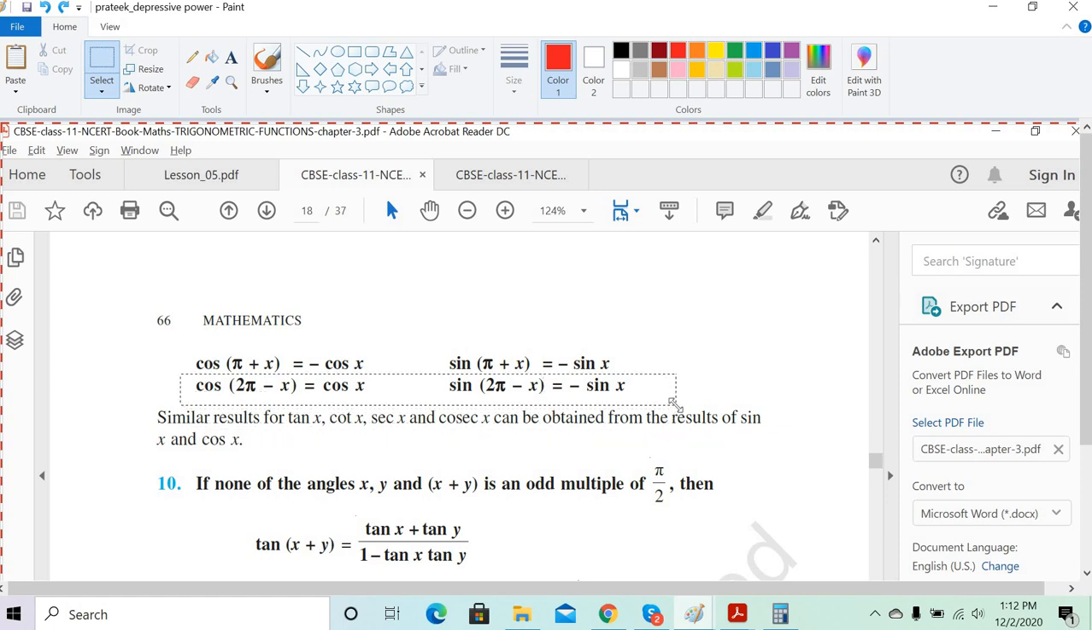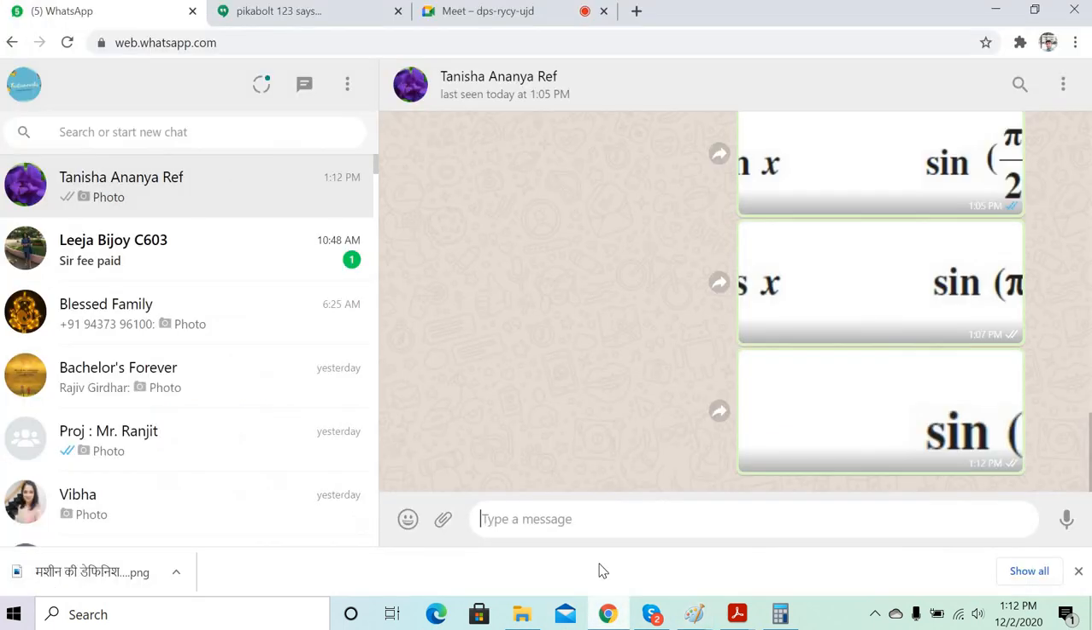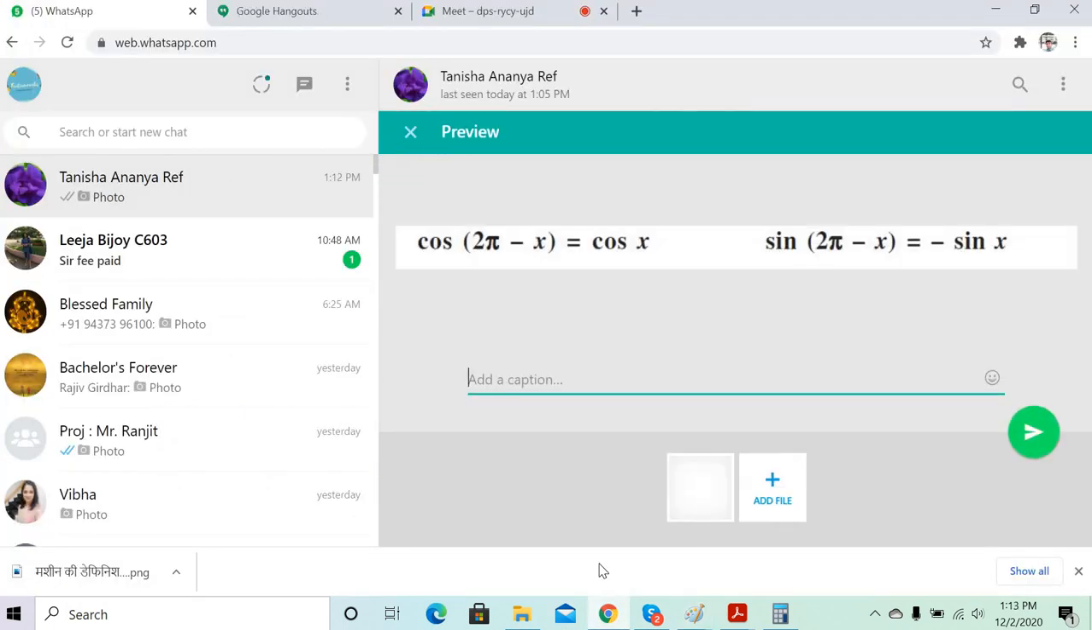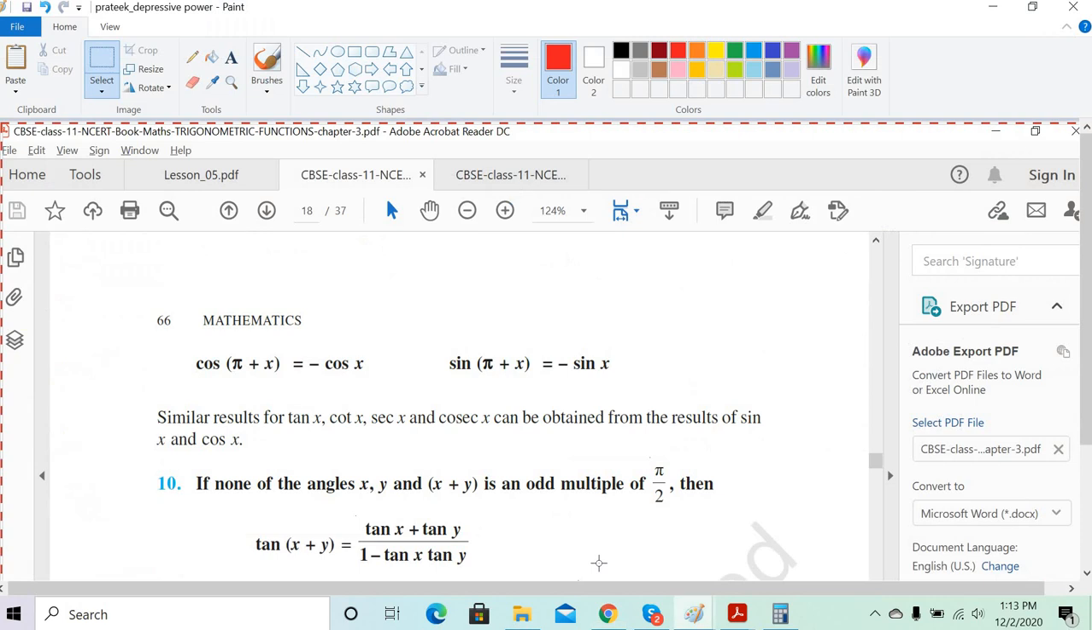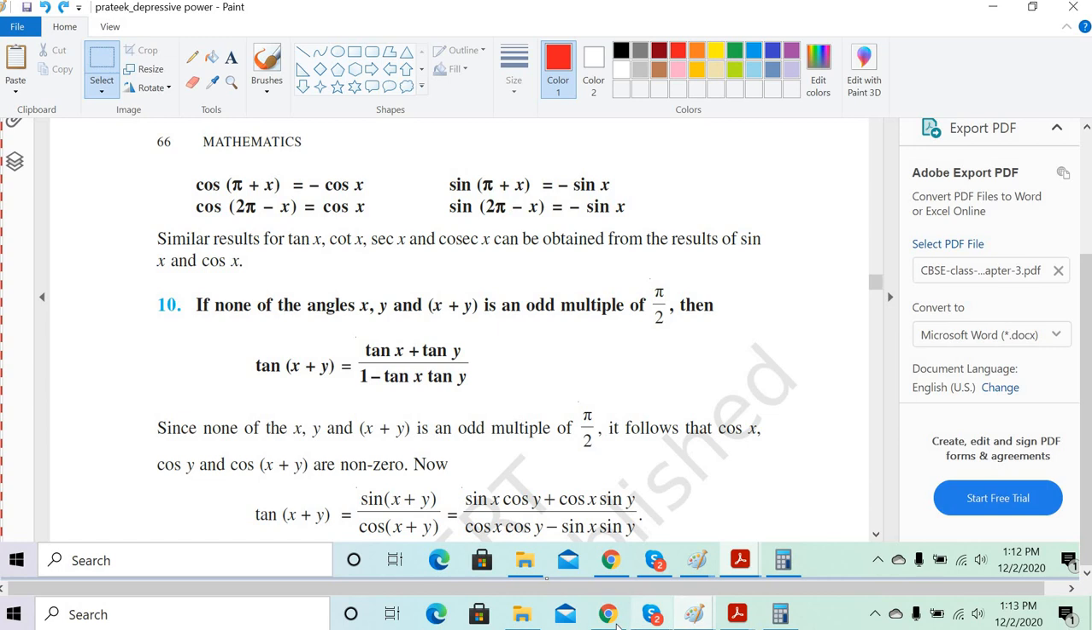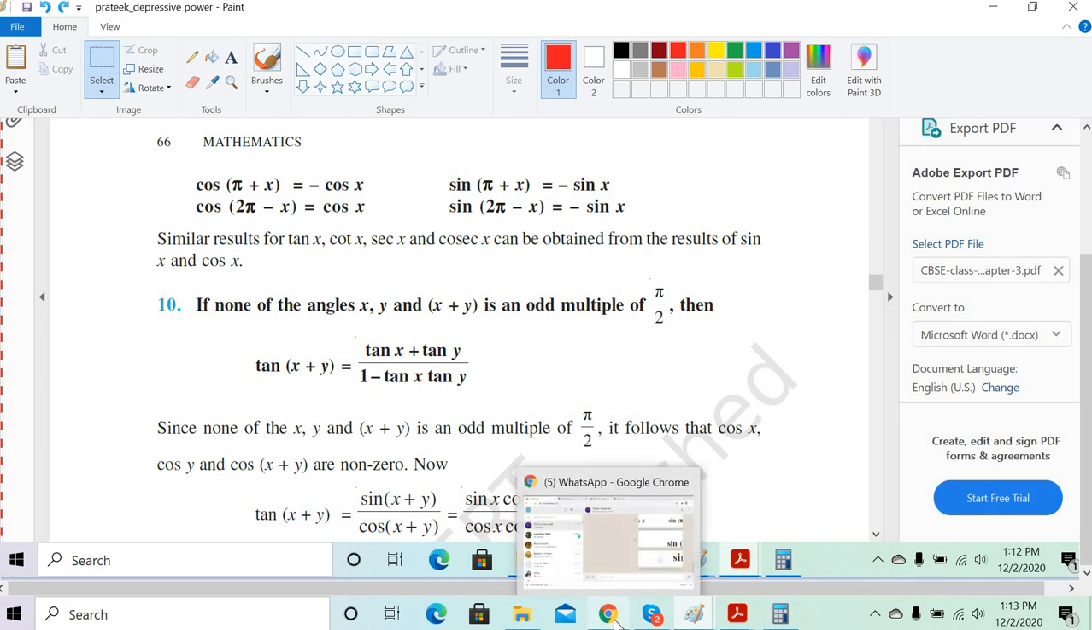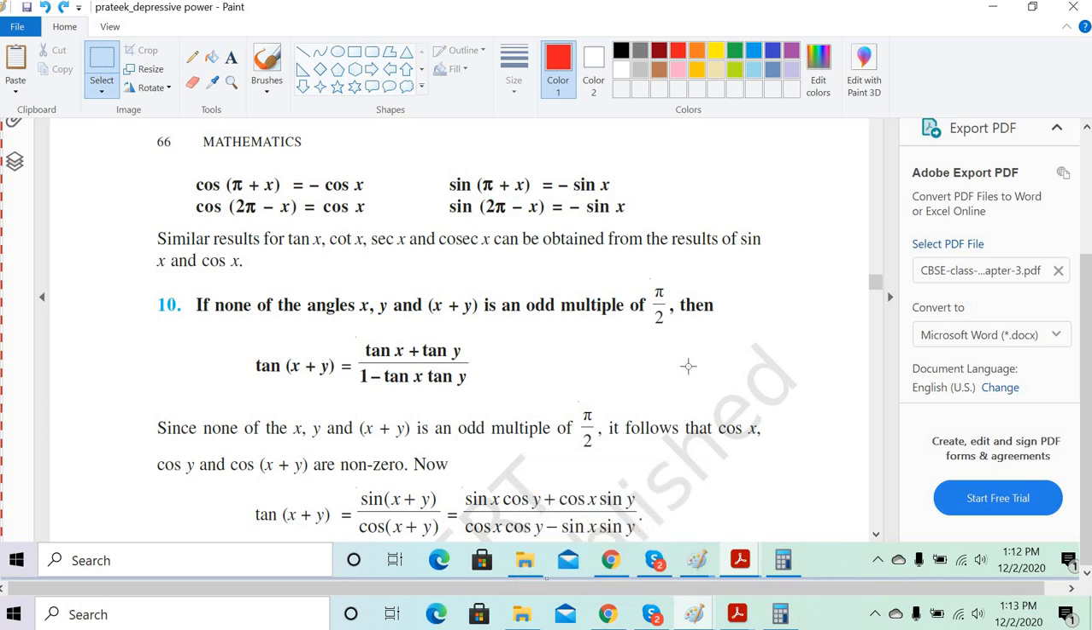Superb. You got the funda. Cos 2 pi minus x means it's coming in the fourth quadrant, like the whole circle and then minus. Absolutely correct. In the fourth quadrant, cos is positive, so it's cos x. In the fourth quadrant, sine is negative, so it's minus sin x. Excellent. Clear? Any questions? Any doubts?